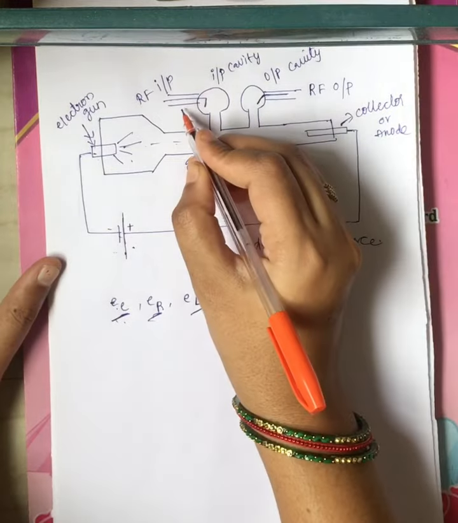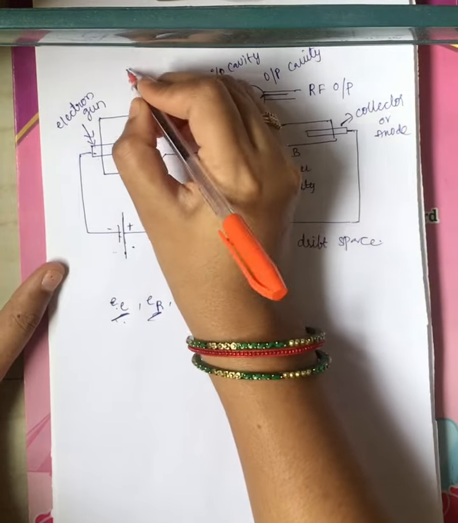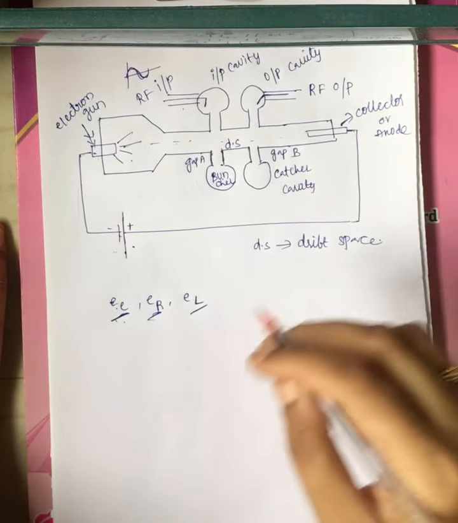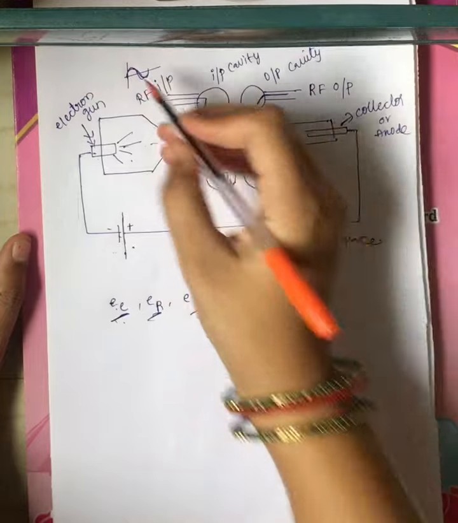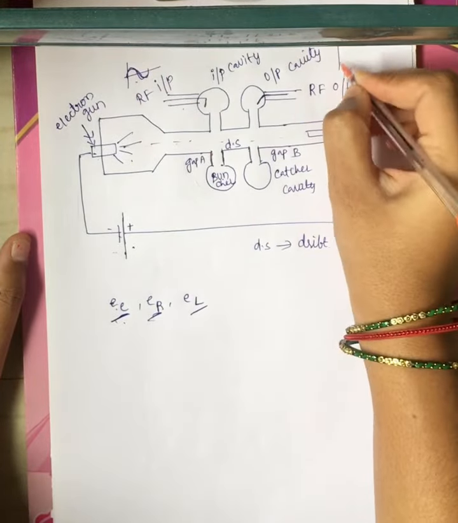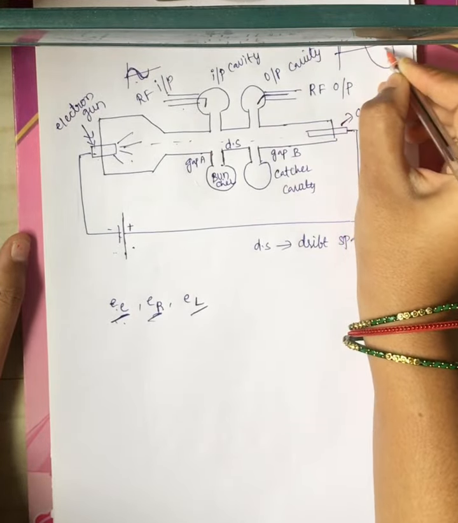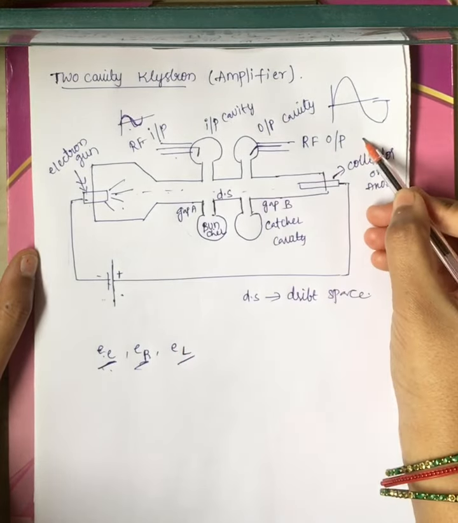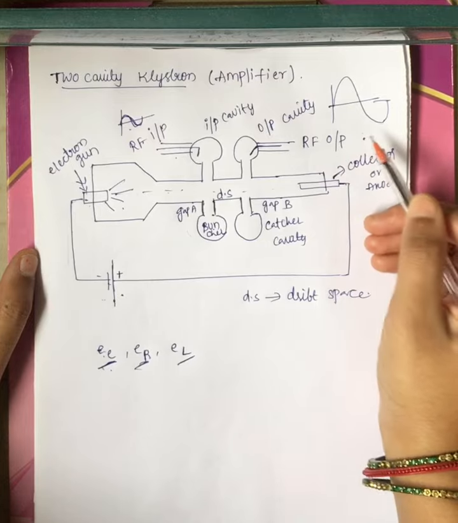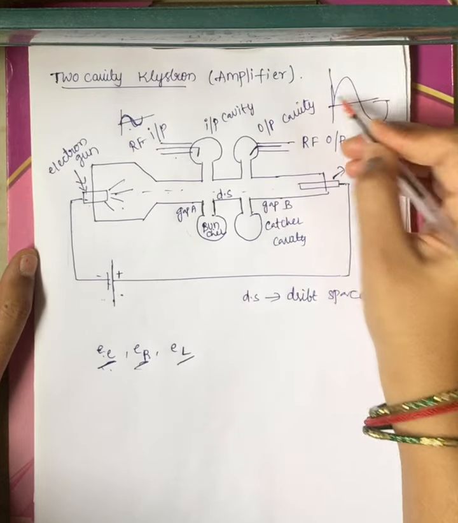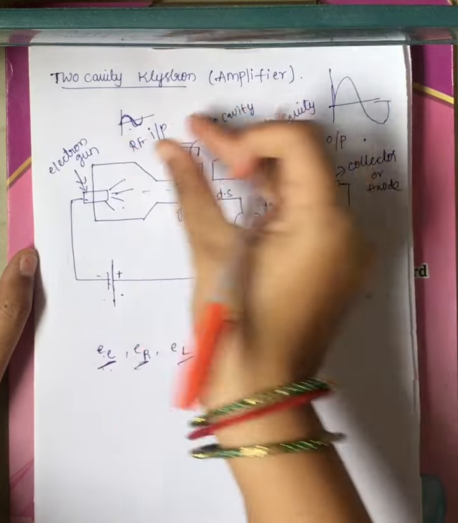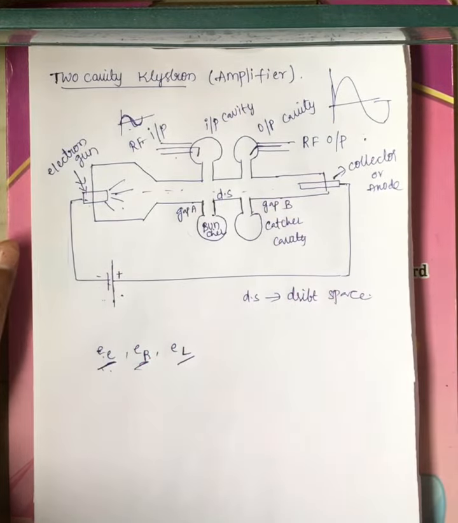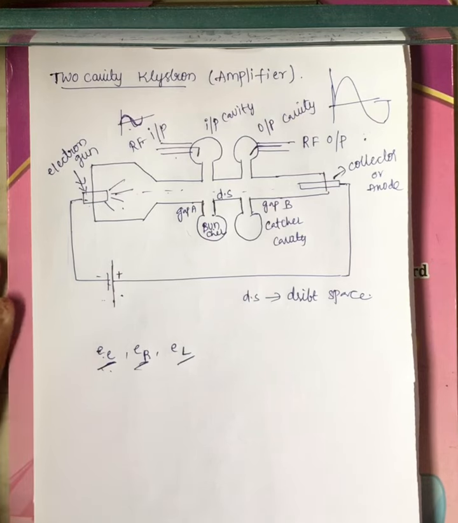Now the signal that is to be amplified is given through the RF input, nothing but your sinusoidal AC signal. This is your weak RF signal, and at the output you will get the amplified signal like this. Now how is this signal getting converted to this signal? Nothing but amplification. Let us see how the amplification process occurs in this two cavity klystron.